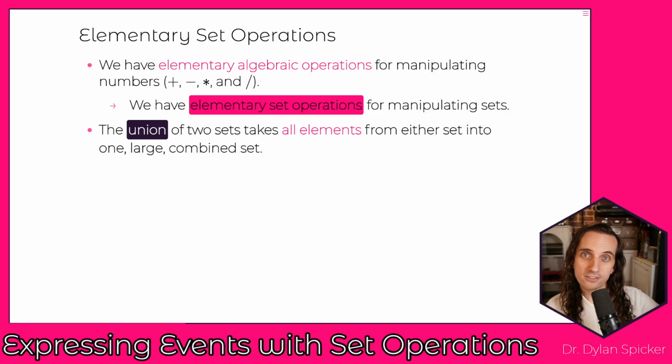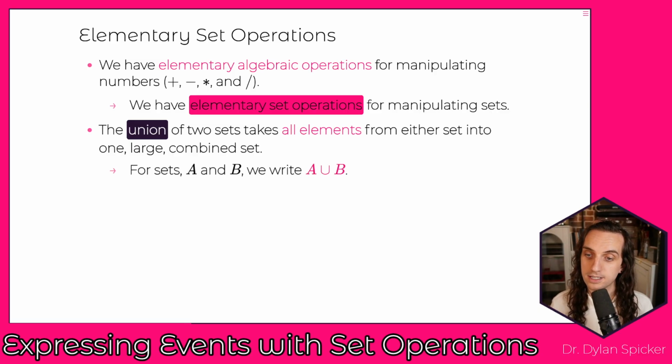So you take everything from your first event, you take everything from your second event, and you combine them together. In some sense, this is a little bit like addition, right? But if you have a set over here and a set over here, and you want to join them together, we can say that we're going to take the union of it.